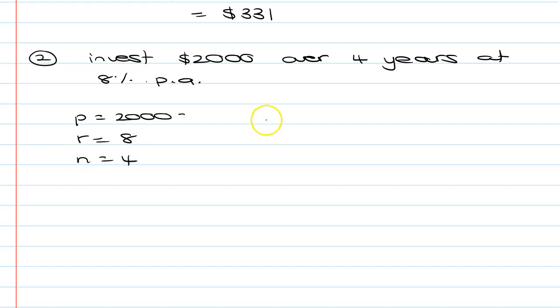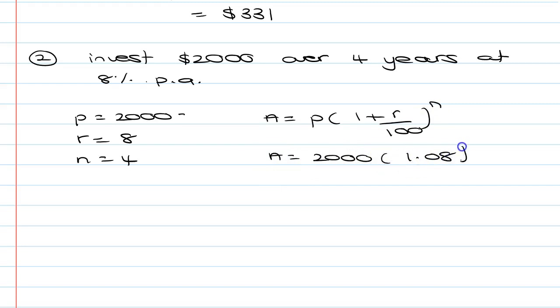So I'm going to sub that into the formula that we created before. And I always write the formula out as a principal, really, and I sub the values in. So I've got 2,000 multiplied by 1.08, because that's what that's going to turn out as, and to the power 4. And once that's worked out, I get $2,720.98, correct to 2 decimal places.